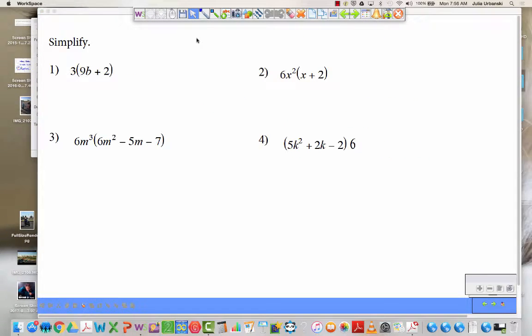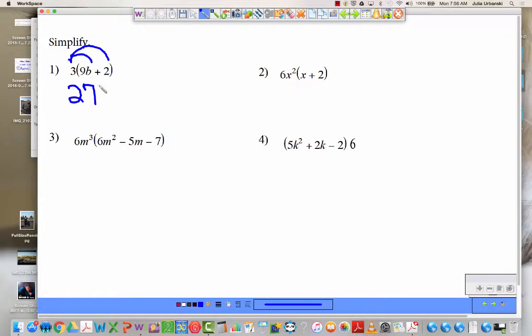So number 1. Okay, so you take the 3 outside and you multiply it, you distribute it to everything that's inside. So what you're really doing is 3 times 9b, 3 times 9 is 27, and then the b doesn't have anything, no exponents to add with it. And then plus 3 times 2 is 6. Just be careful that you multiply the coefficients and you add the exponents.